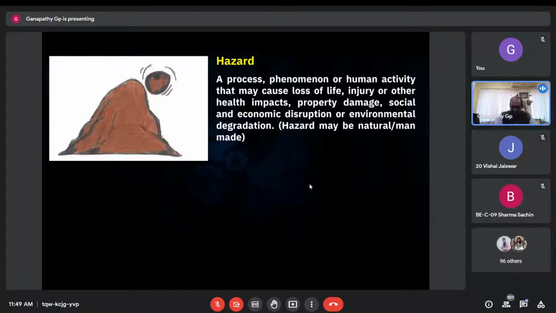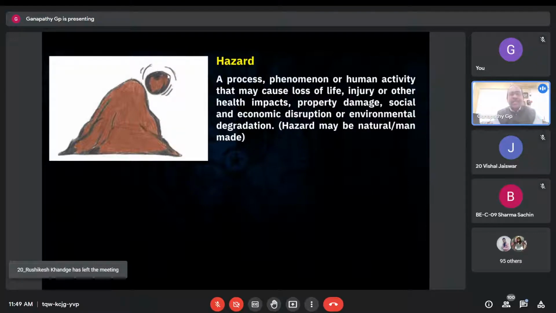So how can we do this? We can go for hazard, vulnerability, and risk assessment. What is a hazard? For example, this is a hill, and there is going to be a rock rolling down. If the rock is going to fall down, it's a hazard. Even when no one is there, there is a hill and a rock. The rock falling from the hill is a rock hazard, or a rock fall, or it can be a landslide. It's a phenomenon, a process or a human activity that may cause loss of life, injury or other health impact, property damage, social and economic disruption, or environmental degradation. It may be natural or man-made.